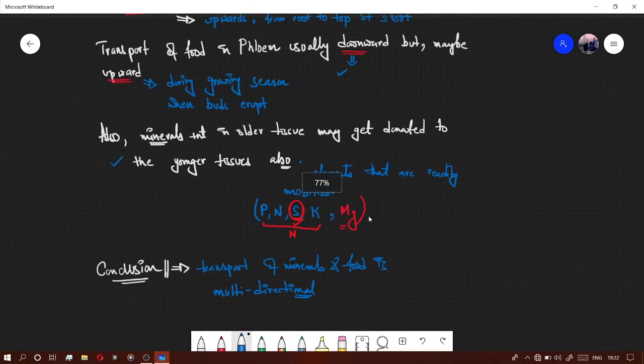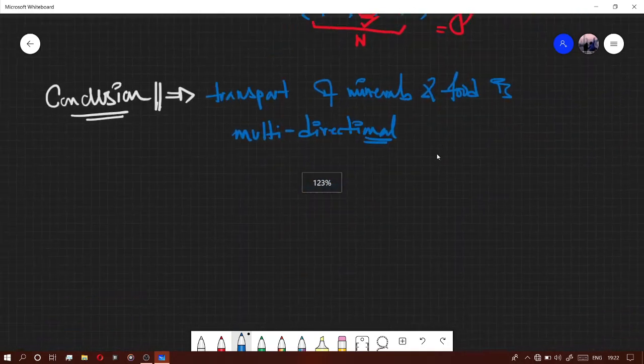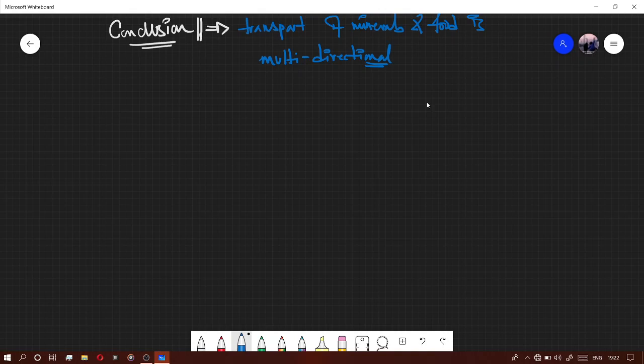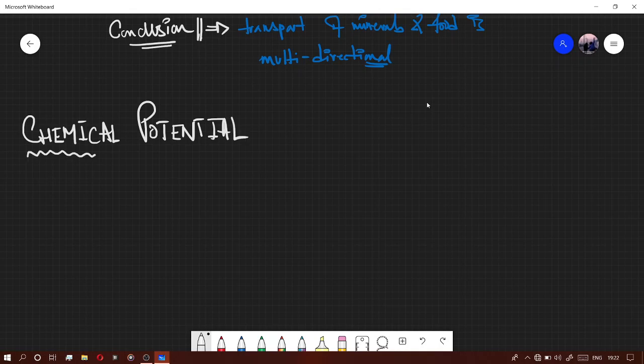Now let's proceed. Now what everyone is waiting for is these steps. Let's start with the very basic: what is chemical potential, water potential and all those? What is this term known as chemical potential? This is out of NCERT, please see to that.